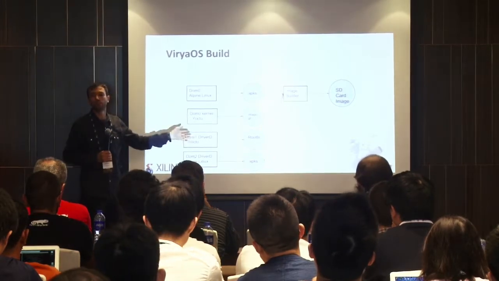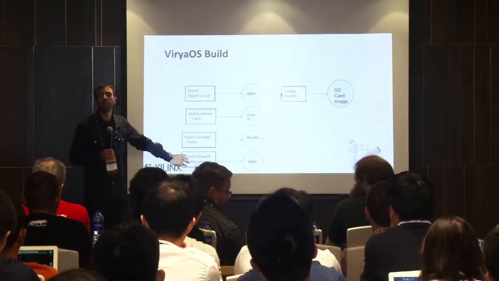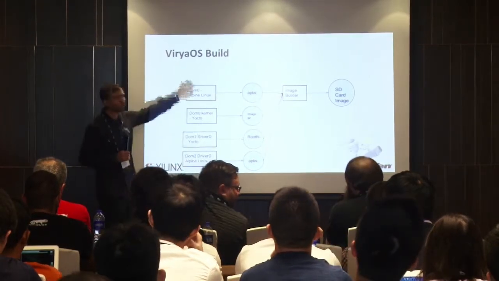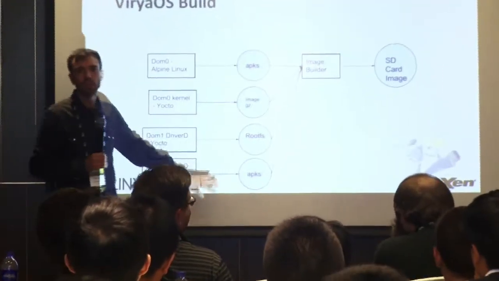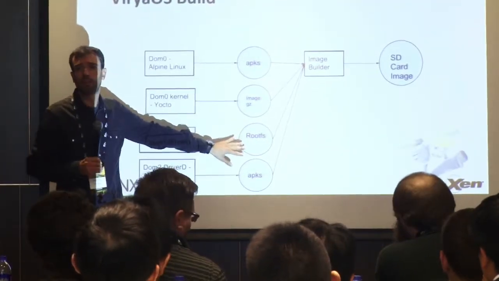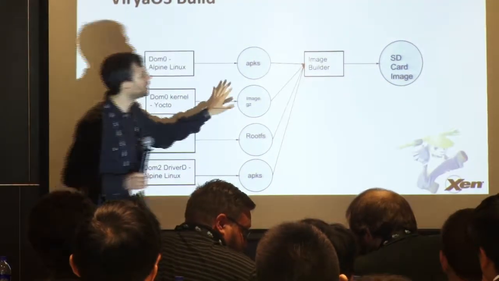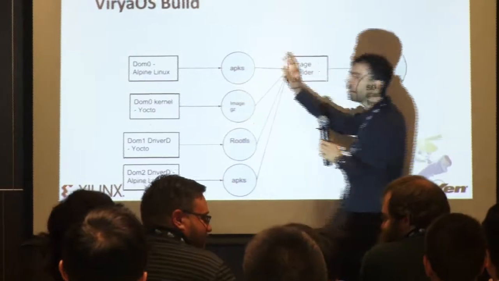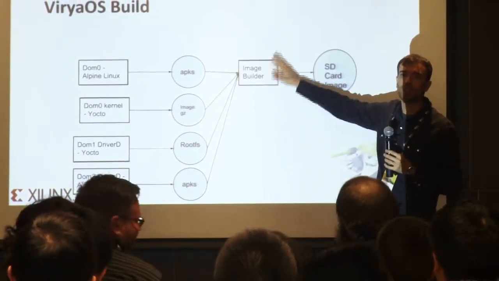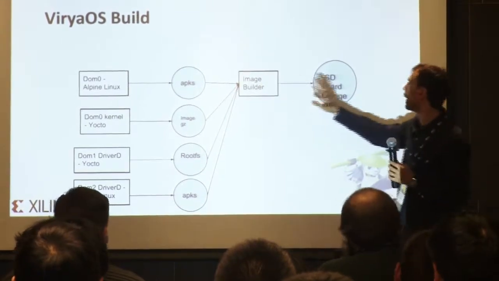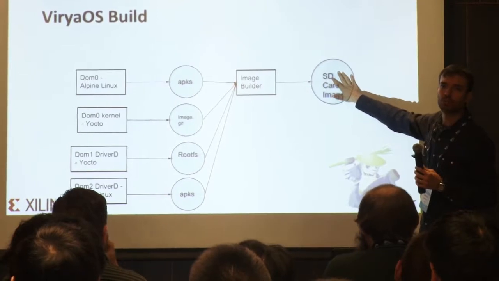Then you can have, in this example, a driver domain based on Yocto, and another driver domain based on Alpine Linux. All these container builds run in parallel. They produce a binary output. The format of this binary output can be a bit different, I'm going to tell you in a second. But the point is, the binary output is given to the image builder component. Image builder takes all these binaries and pulls them together into the ready-to-run SD card image.